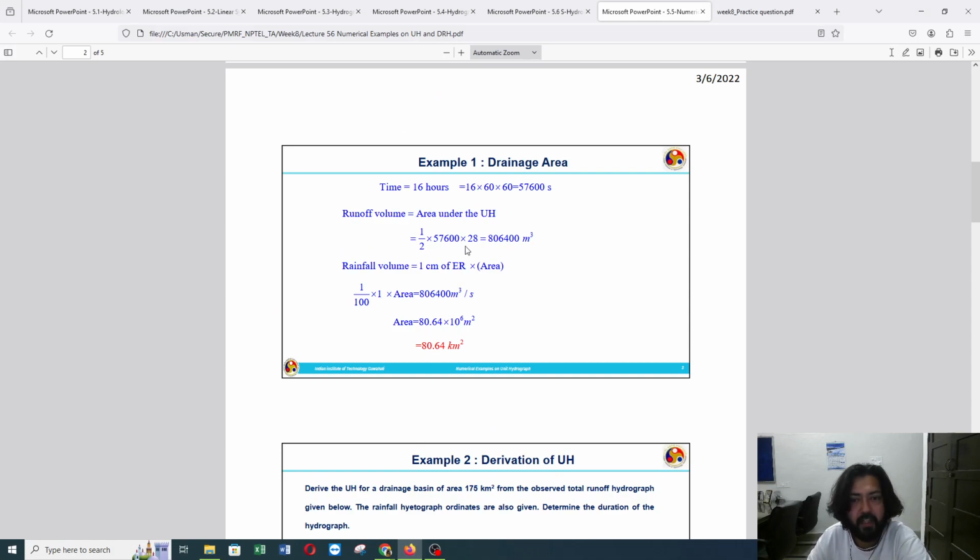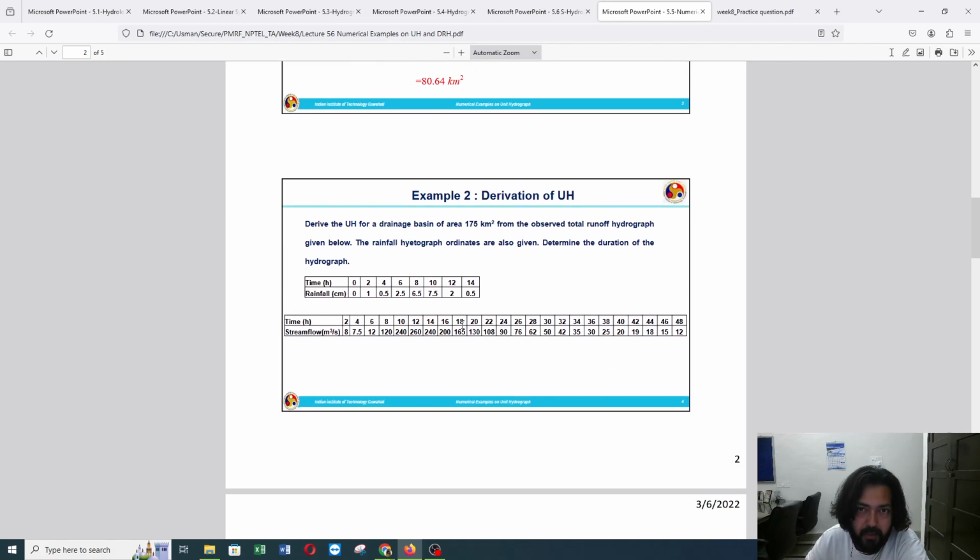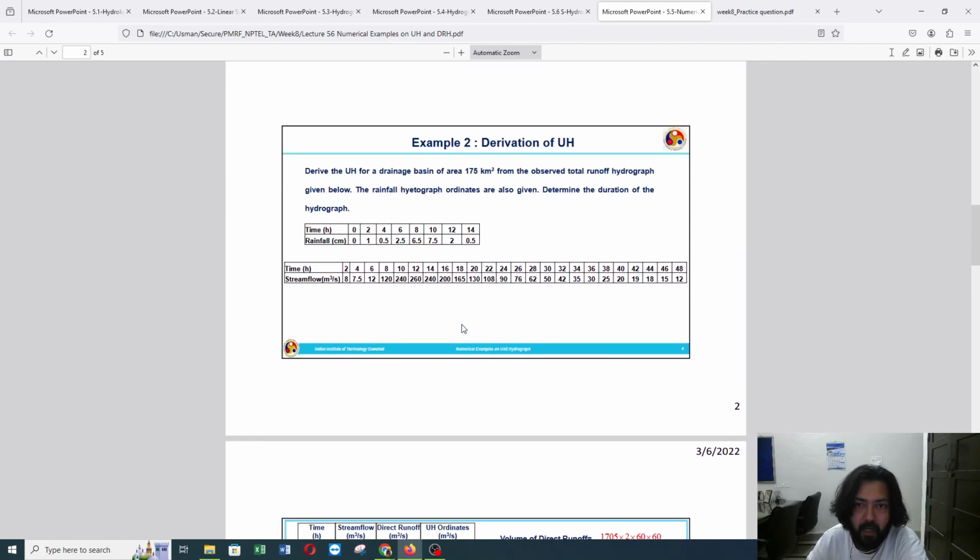See, first they have calculated the runoff volume, or volume of DRH, which is 8066400 meter cube. Now since we know this volume, we can simply divide it by the excess rainfall and get the value of area. So they have divided here and calculated the area also. The area comes out to be 8.64 into 10 to the power 6 meter square. So this is a very simple problem. We just need to be very clear about what the steps are to calculate the DRH of a unit hydrograph.